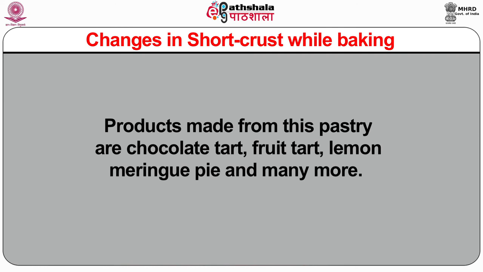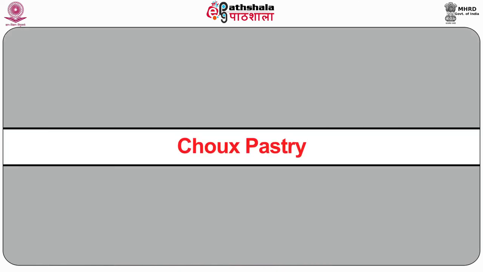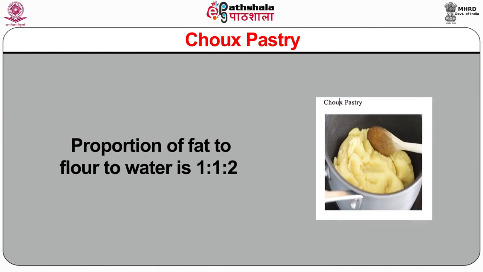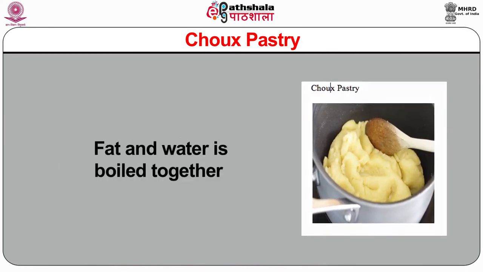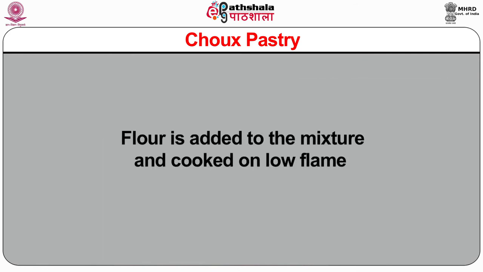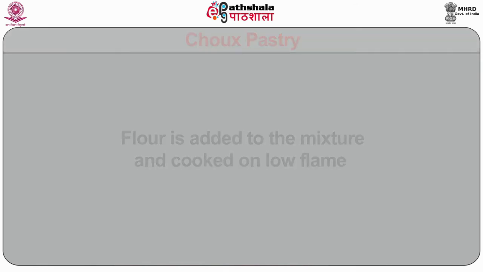Products made from this pastry are chocolate tart, fruit tart, lemon meringue, pie, and many more. Choux pastry. Proportion of fat to flour to water is 1:1:2. Fat and water is boiled together. Flour is added to the mixture and cooked on low flame. It is then removed from the flame and eggs are added gradually to the mixture until it reaches dropping consistency. It is then piped onto a baking tray and baked immediately.